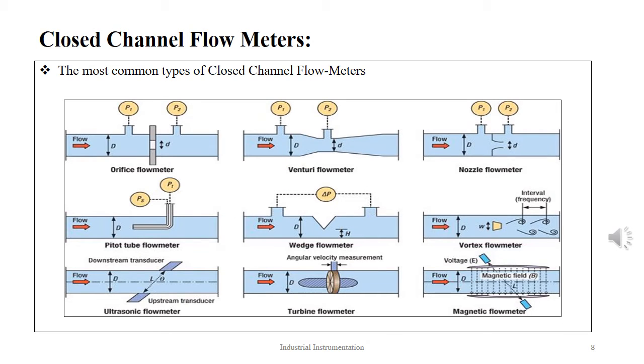A flow can be of two types, that is closed channel flow and open channel flow. The most common devices and techniques that are used in measurement of closed channel flow are orifice flow meter, venturi flow meter, nozzle flow meter, pitot tube flow meter, wedge flow meter, vortex flow meter, ultrasonic flow meter, turbine flow meter, and magnetic flow meter. We'll come across each of these particular flow meters and see how they operate and what are the principles behind this operation in our subsequent slides.